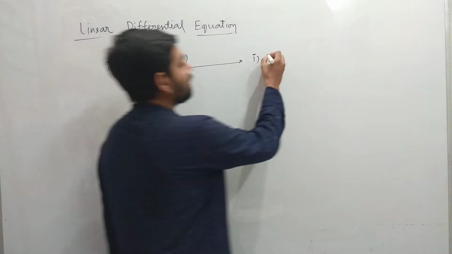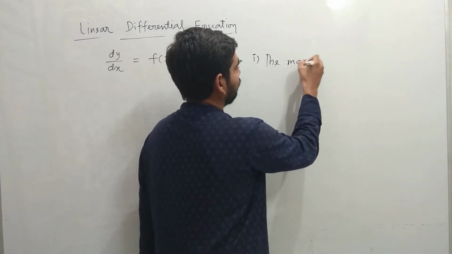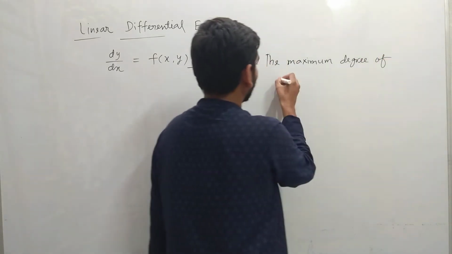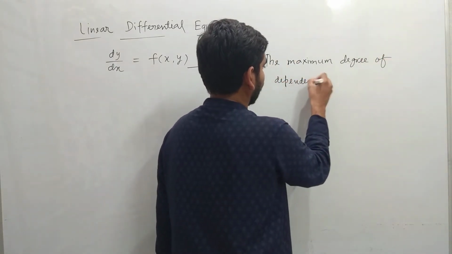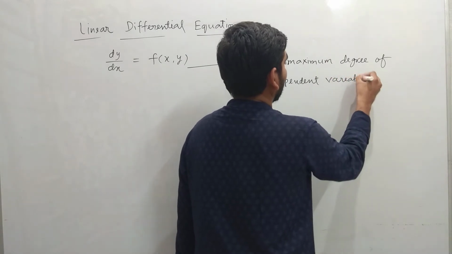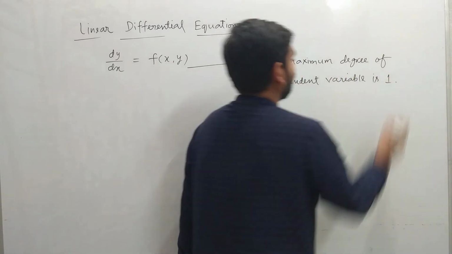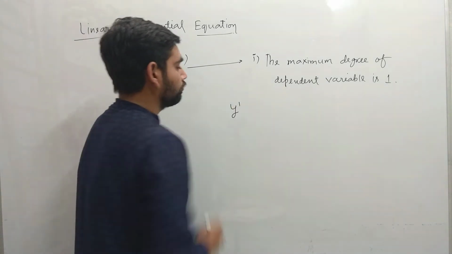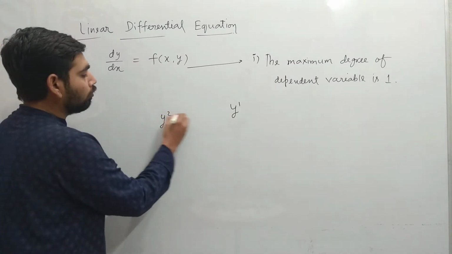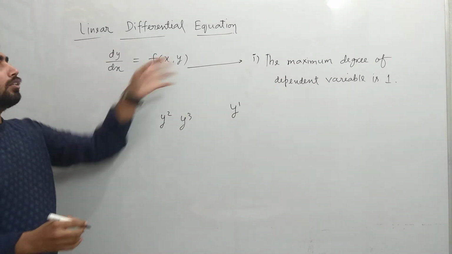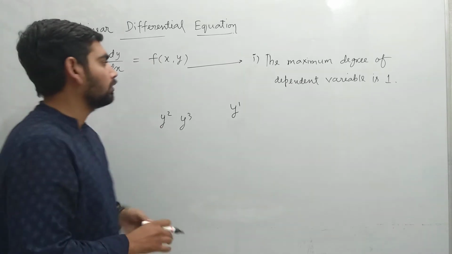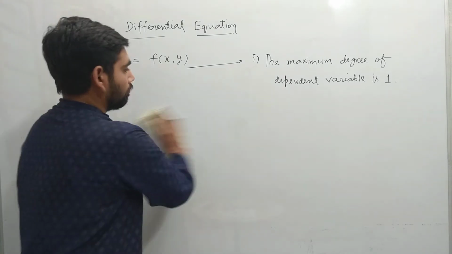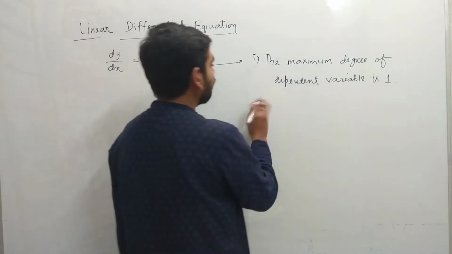is 1. The maximum degree of the dependent variable is 1. Here the dependent variable is y, so y can have maximum degree 1. We cannot have y squared or y cubed in this differential equation for it to be linear. So the maximum degree of the dependent variable must be 1.